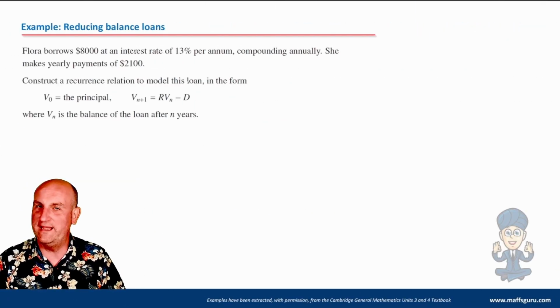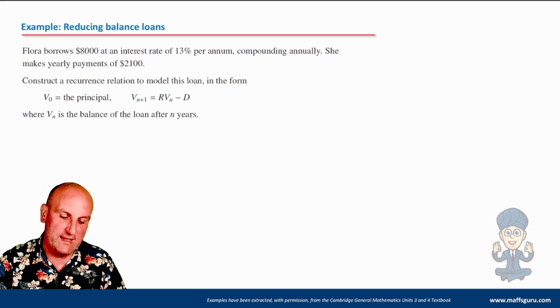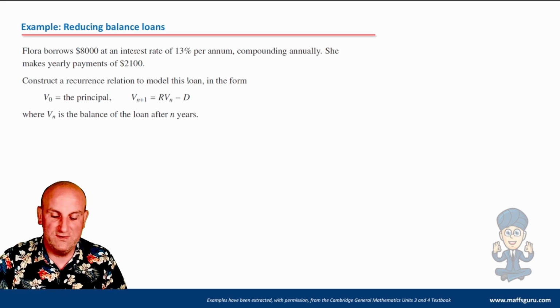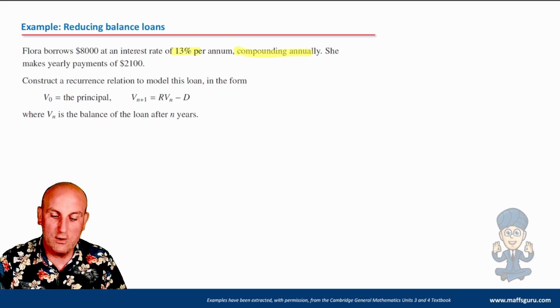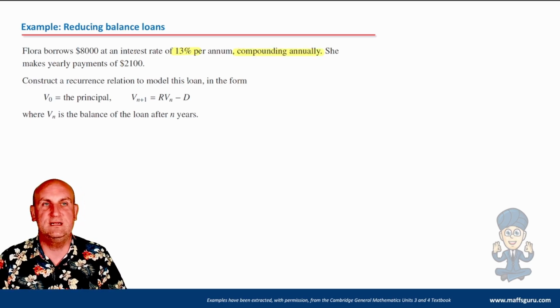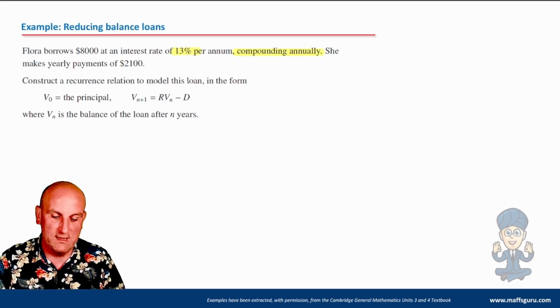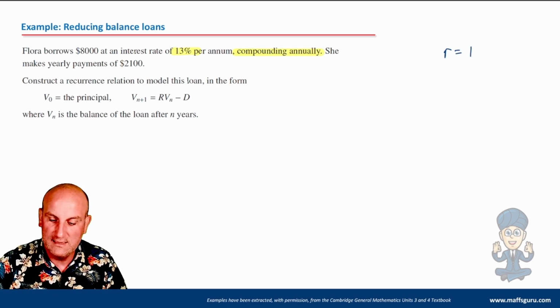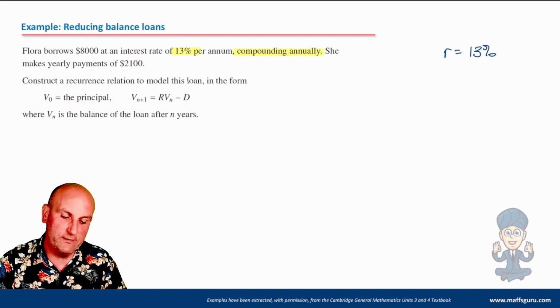Flora borrows, I love an example. Thank you, Cambridge, for allowing me to use your example. You guys absolutely rock. Flora borrows $8,000 at an interest rate of 13% per annum. Now, if you've watched my previous videos, you will be looking at this going, oh, hold on a minute. We've got to make sure we look at not just the per annum, but what it's compounding as. And because in this situation it is compounding annually, I don't have to do any funky calculations. I can use my little r, in this situation, as 13%. She makes yearly payments of $2,100.